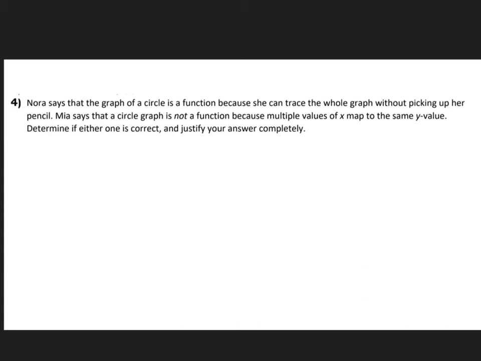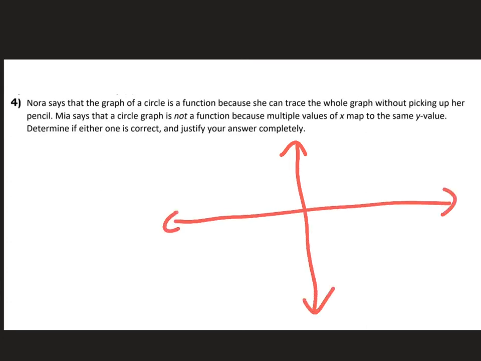Okay. So, let's just actually draw a graph of a circle. Draw a circle on a graph. There we go. Having trouble with the language today. Okay, so let's say that this is my coordinate plane. Pretend this is straight. If I draw a circle on here, whenever I'm given a graph, I want to do my vertical line test.